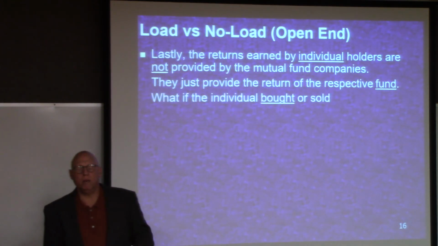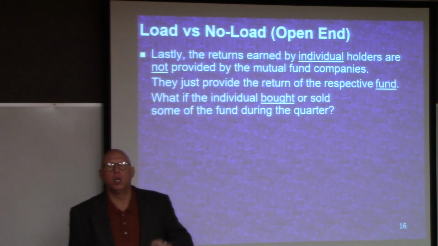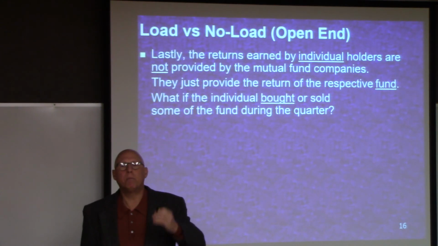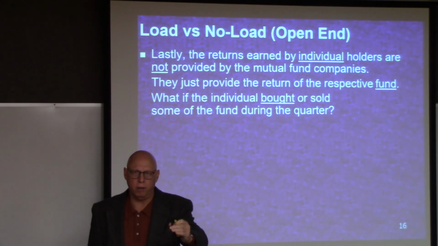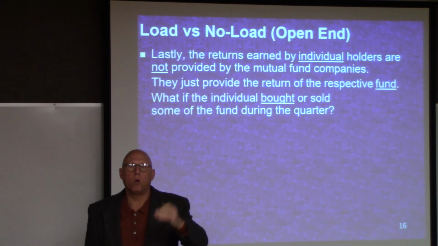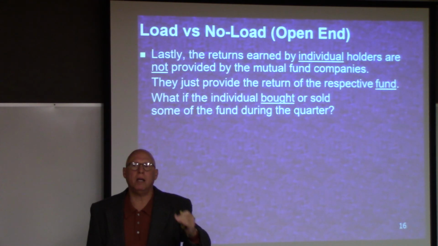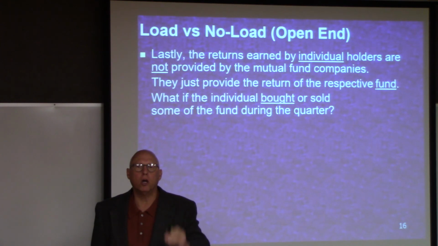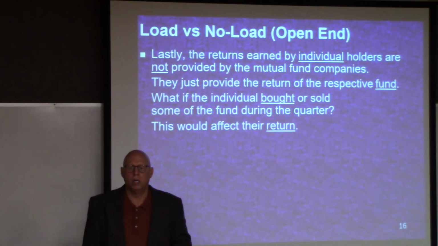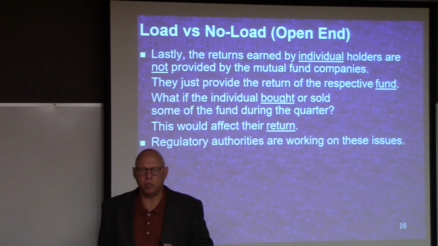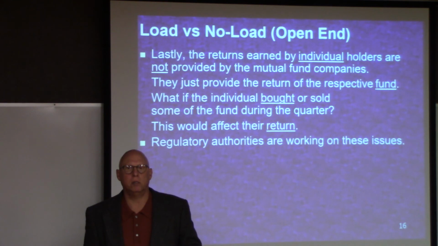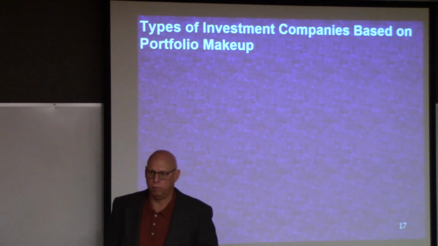Well, what if the individual bought or sold some of the fund during the quarter? The fund reports how money that was in the fund for the entire quarter did. If you bought or sold at some point after the beginning of the quarter and before the end of the quarter, then your return will look different. All right? This would affect returns. Regulatory authorities are working on these issues to require mutual funds to provide actual returns to investors.